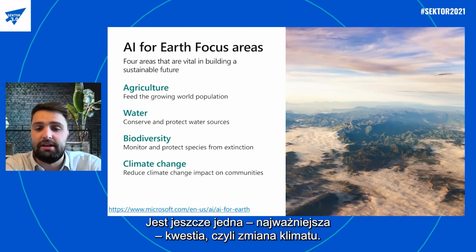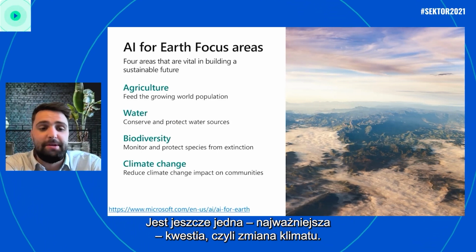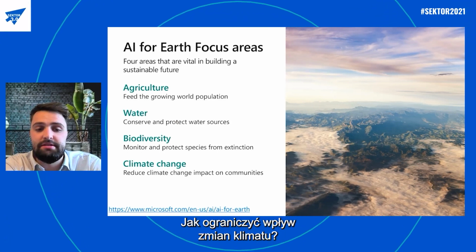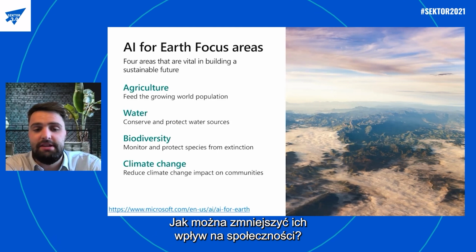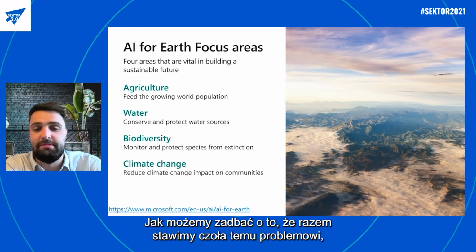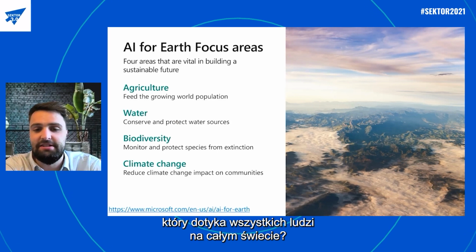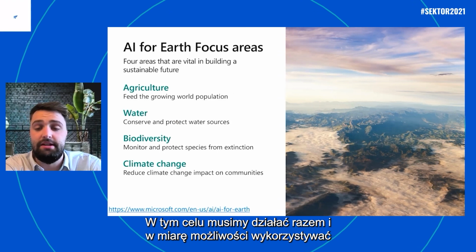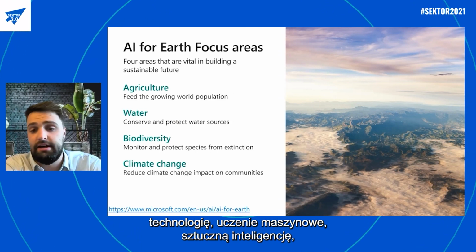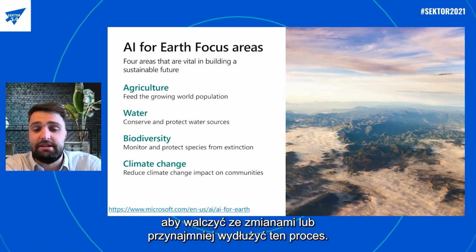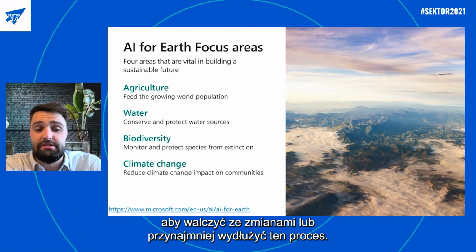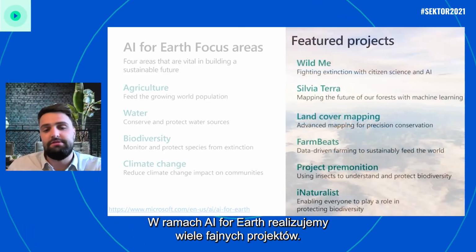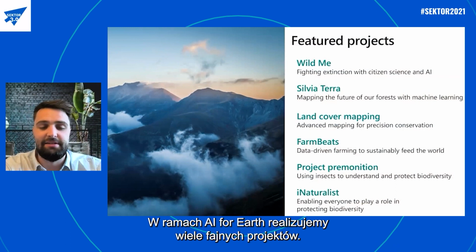And then, of course, the big one, climate change, the one that no one can avoid anymore. How to reduce climate change and its impact on communities? How do we make sure, because this is a common problem throughout the world, that it is something where we can stand together? And if we can leverage technology, machine learning, AI to help, or to at least slow the process, then we should do that. And there are so many cool projects within AI for Earth.